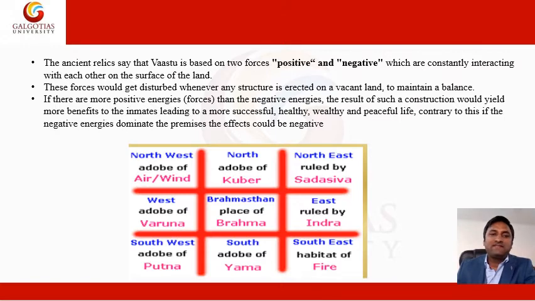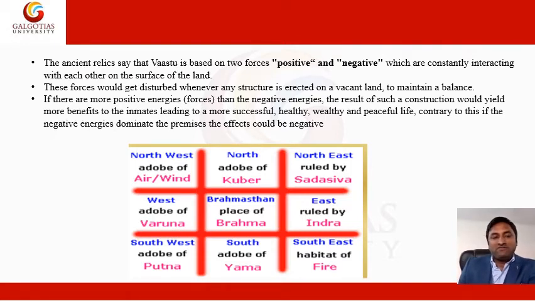The analysis says Vastu is based on two forces, positive and negative, which are constantly interacting with each other on the surface of land. These forces get disturbed whenever any structure is erected on a vacant land. To maintain a balance, if there are more positive energies than negative energies, such construction yields more benefit, leading to a more successful, healthy, wealthy, peaceful life. Contrary to this, if negative energies dominate the premises, the effect could be negative.